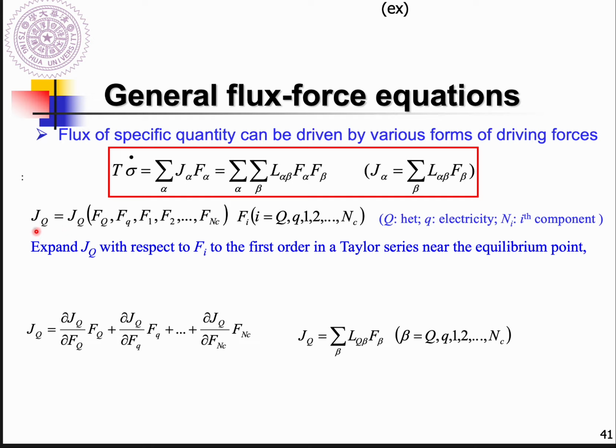In order to formulate the heat flux, we can directly write it down like this with this approximation. Here, we have each driving force times the partial of the heat flux, partial J with respect to F capital Q, times F capital Q, plus the partial of the heat flux with respect to F small q times F small q, and so on.